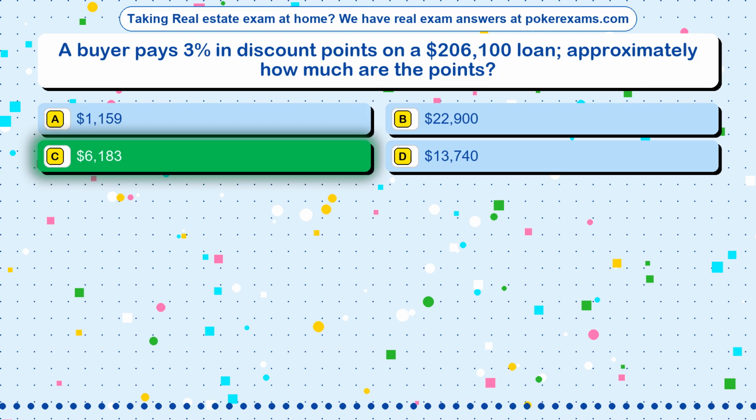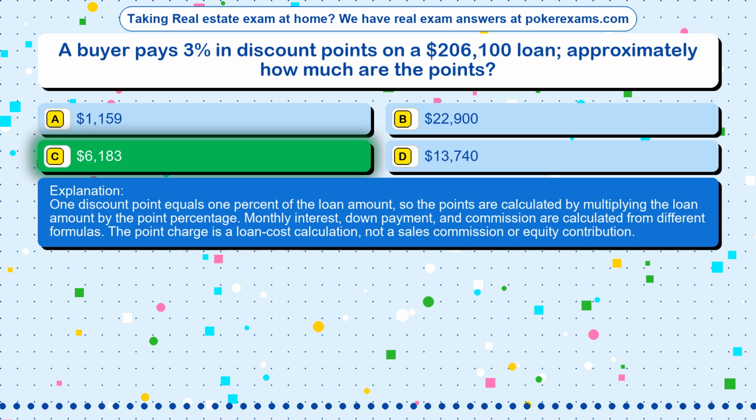The correct answer is option C, $6,183. One discount point equals 1% of the loan amount, so the points are calculated by multiplying the loan amount by the point percentage. Monthly interest, down payment, and commission are calculated from different formulas. The point charge is a loan cost calculation, not a sales commission or equity contribution.